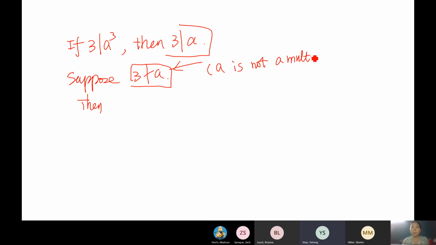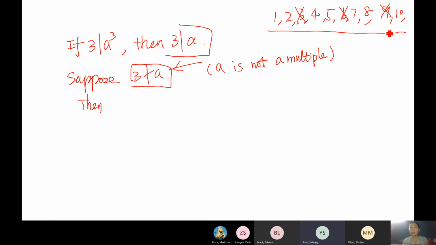If A is not a multiple of 3, we don't know anything about A. It could be even, could be odd. Like the list that I gave you, 1, 2, 3, 4, 5, 6, 7, 8, 9, 10, and so on. If it's not a multiple of 3, we can cross out 3, 6, 9, and those multiples of 3. But the numbers left, you can see that we have even ones, we have odd ones. So we cannot say A must be even or A must be odd. And like Madison said, integers. Look, that's all the integers we have. If you cross out the multiples of 3, you could have those integers like 1, 4, 7, and 10.